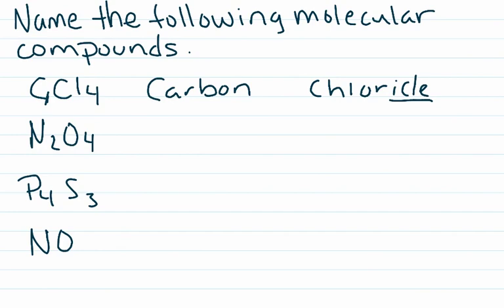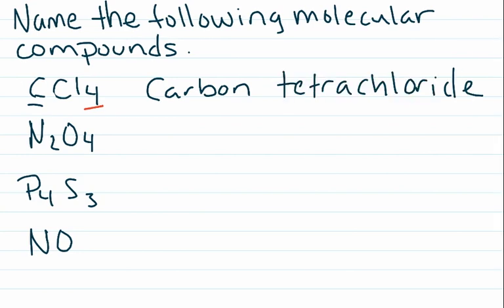The exception to that is, like in this case, where the carbon is the first element, where you don't have to write the mono if it's the first element. If it's the second, you do definitely want to include it. Okay, so we'll write carbon, and then the prefix for the second one corresponds to 4. The prefix for 4 is tetra. So this is carbon tetrachloride.